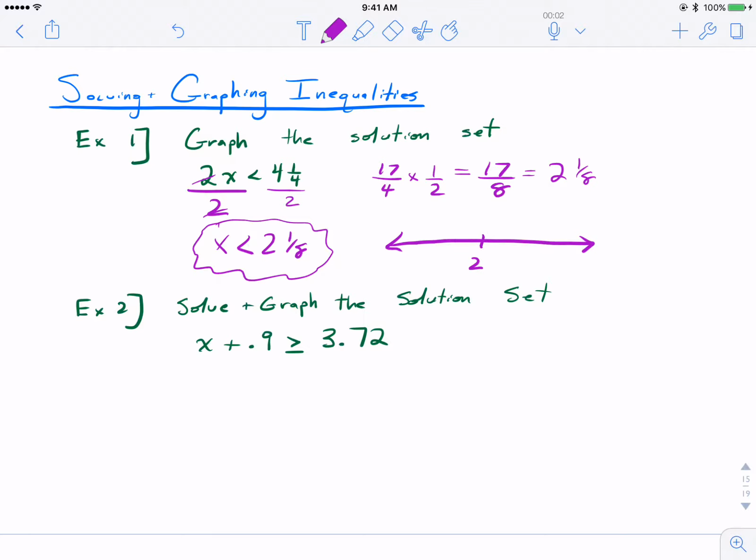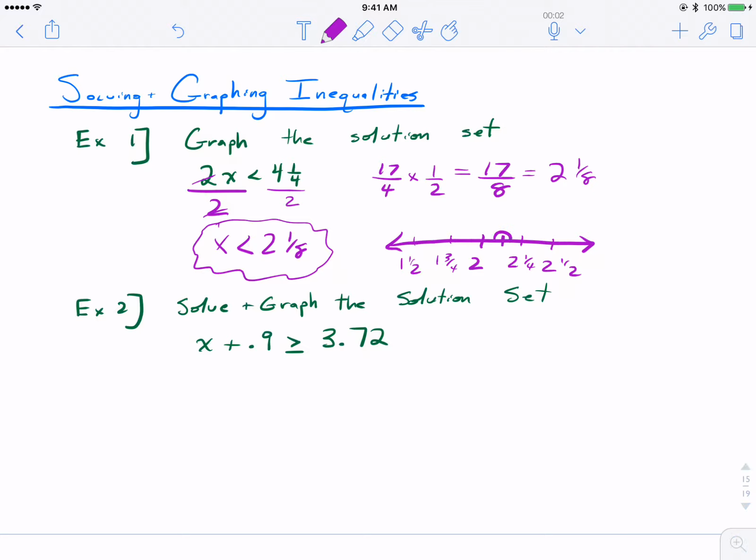Fraction-wise here, what do we want to do? So we'll call this maybe like by fourths or something. So this would be 2 1/2. This would be 1 3/4, 1 1/2. So 2 1/8 would be right here, halfway between 2 and 2 1/4.